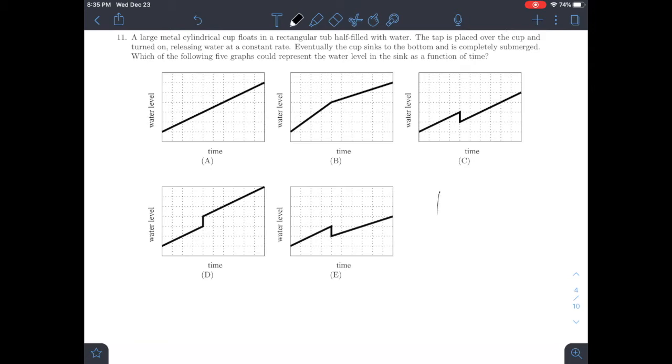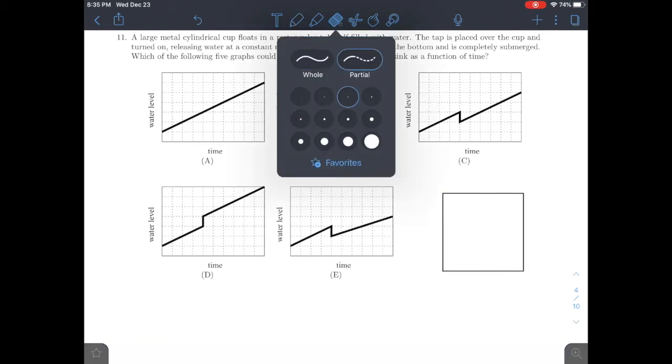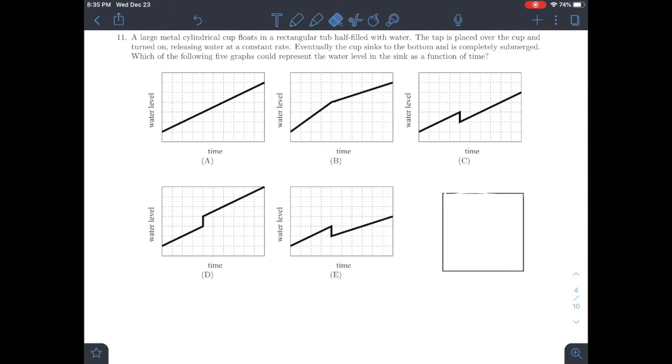Question number 11. A large metal cylindrical cup floats in a rectangular tub, half filled with water. The tap is placed over the cup and turned on, releasing water at a constant rate. Eventually, the cup sinks to the bottom and is completely submerged. Which of the following graphs could represent the water level in the sink as a function of time?